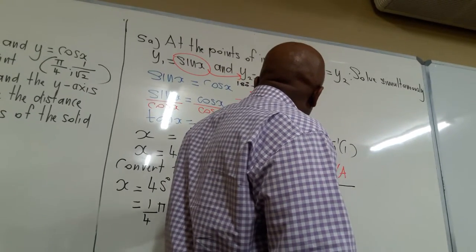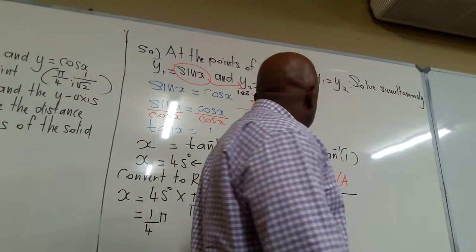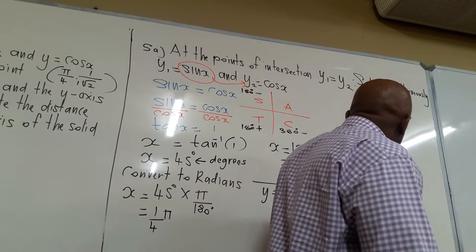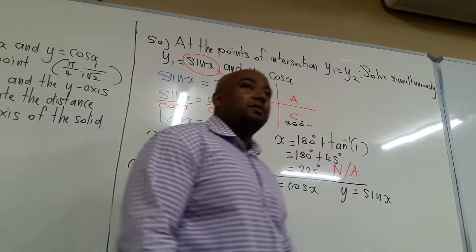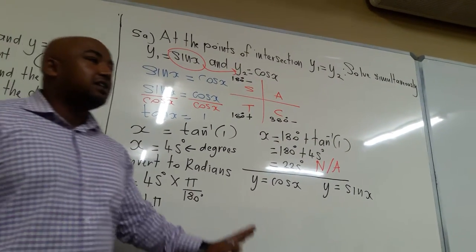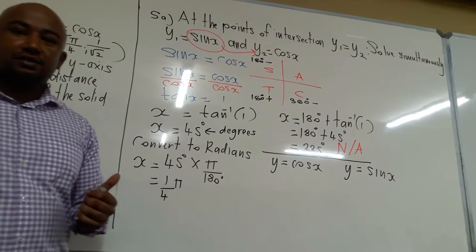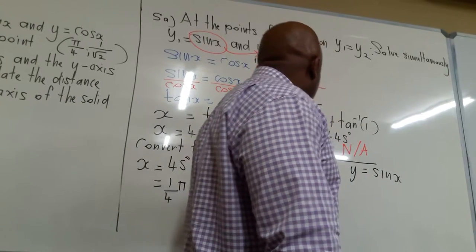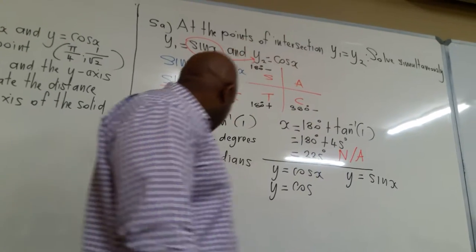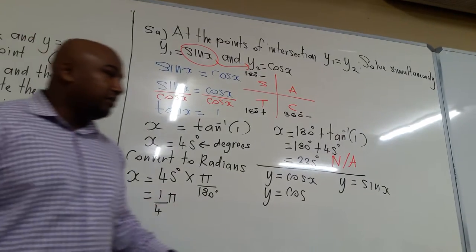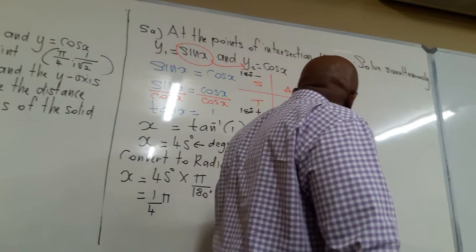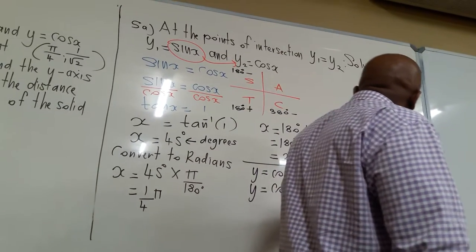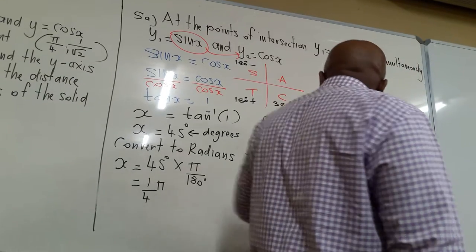So, let's choose an equation. Y is equal to cos x. Let's do both. Y is also equal to sine x. We must get the same answer. Otherwise, if we do not get the same answer, we made a mistake somewhere. So, let's see, y is equal to cos of x. What was x? X is pi over 4. Pi over 4 is 45 degrees.